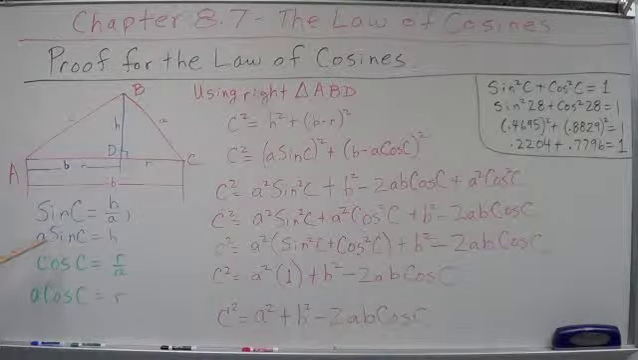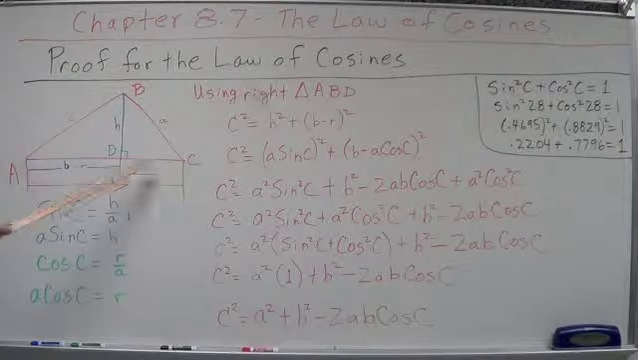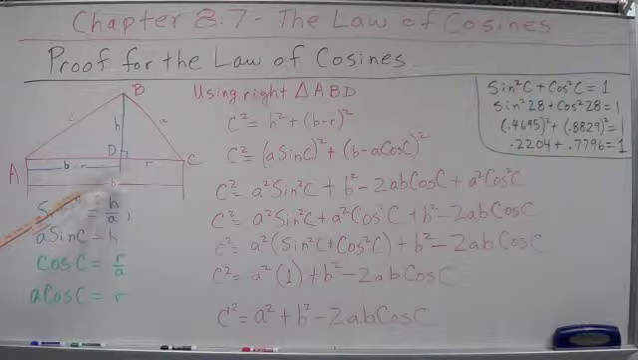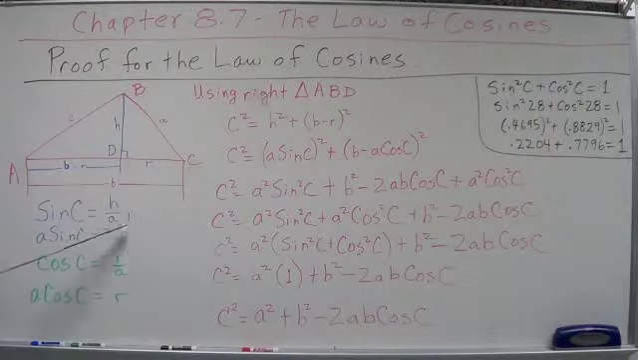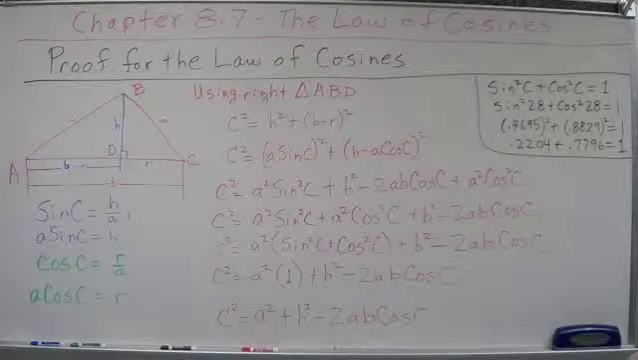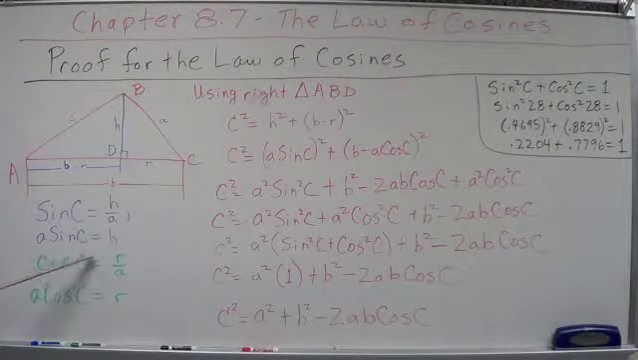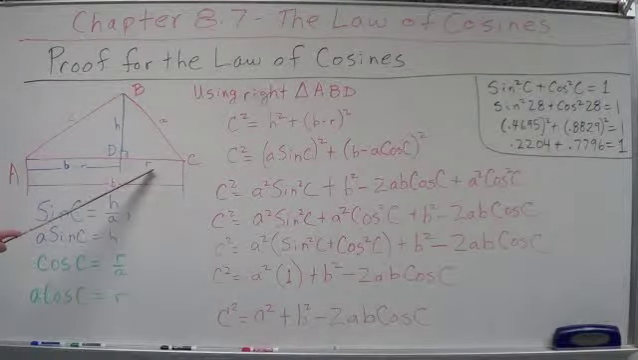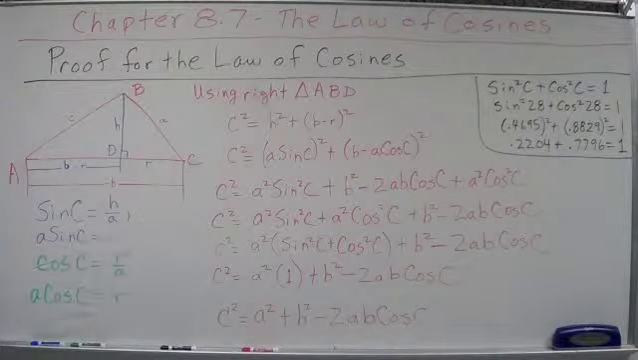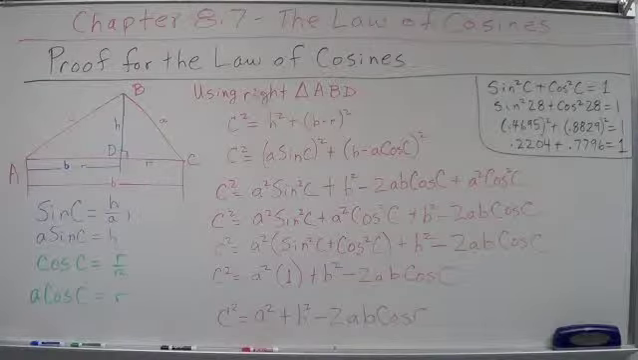Again, we're going to just play with trigonometric ratios. What is the sine of C? Well, it's opposite over hypotenuse, which is h over a. Let's get h by itself. We multiply both sides by a, so we have a sine C equals h. Cosine of C equals adjacent over hypotenuse, so r over a. Now let's get r by itself, so a cosine C equals r. We've set up some things now that we can use.